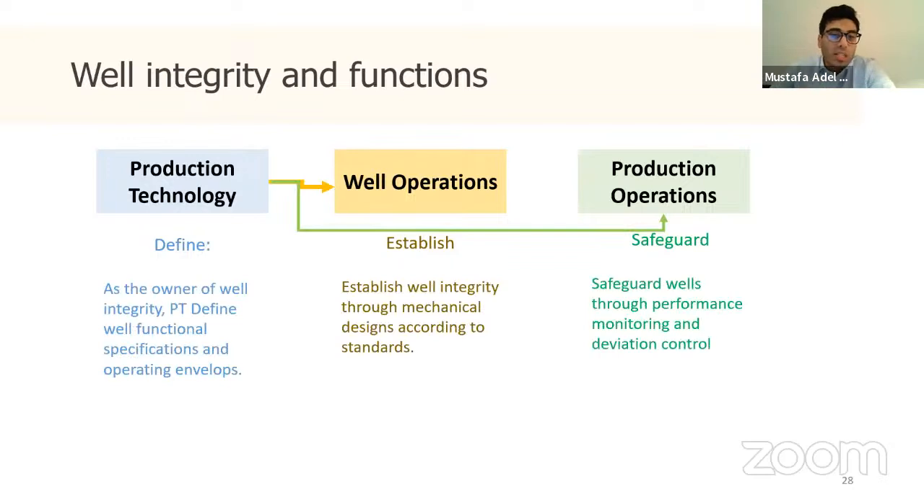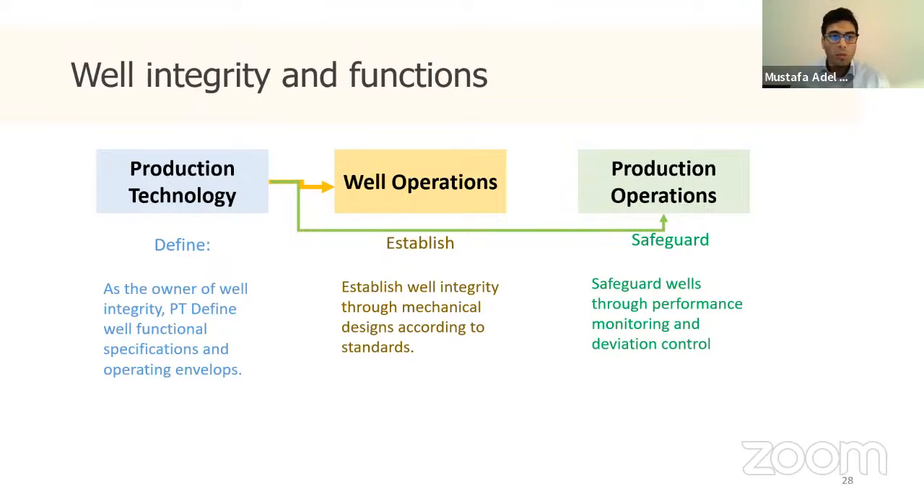A production technologist defines the well function specification and operating envelope. They define the mass, they define the completion style of the well. They define the wellhead rating, the equipment rating. They define the material for the well. They define the maximum shut-in pressure for the well, and so on. These technical specifications, they govern running the well later on.